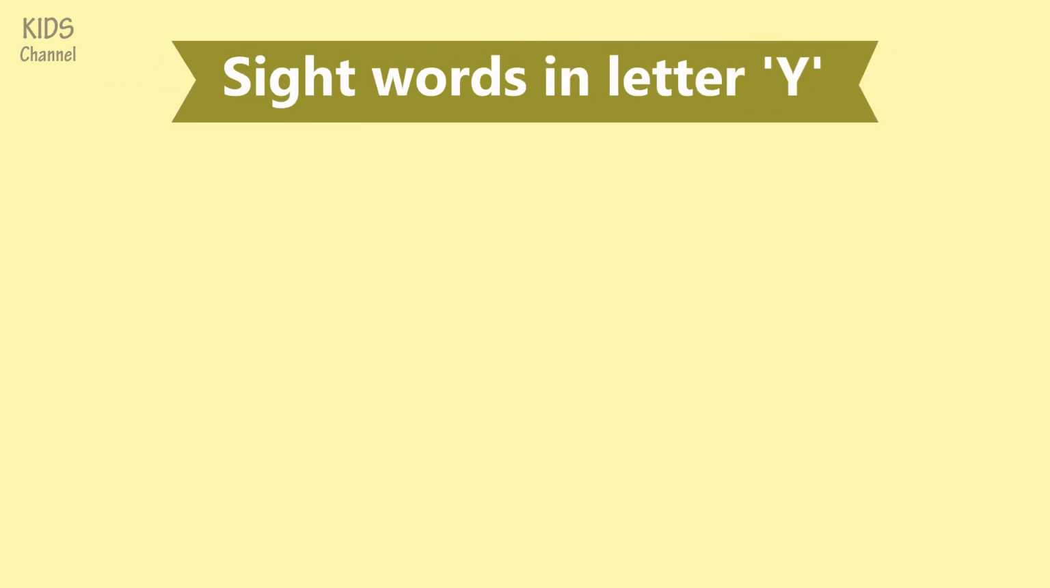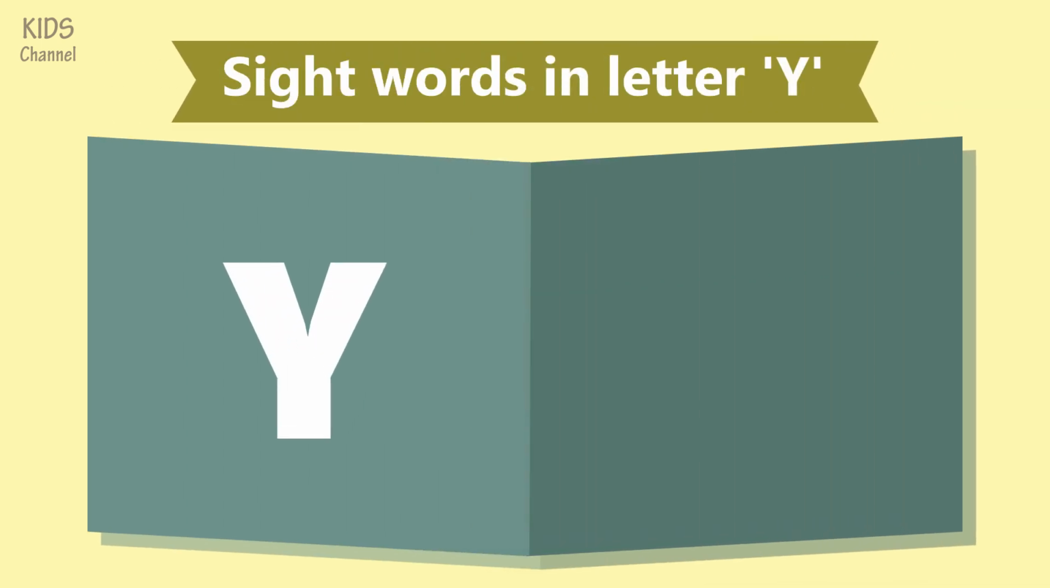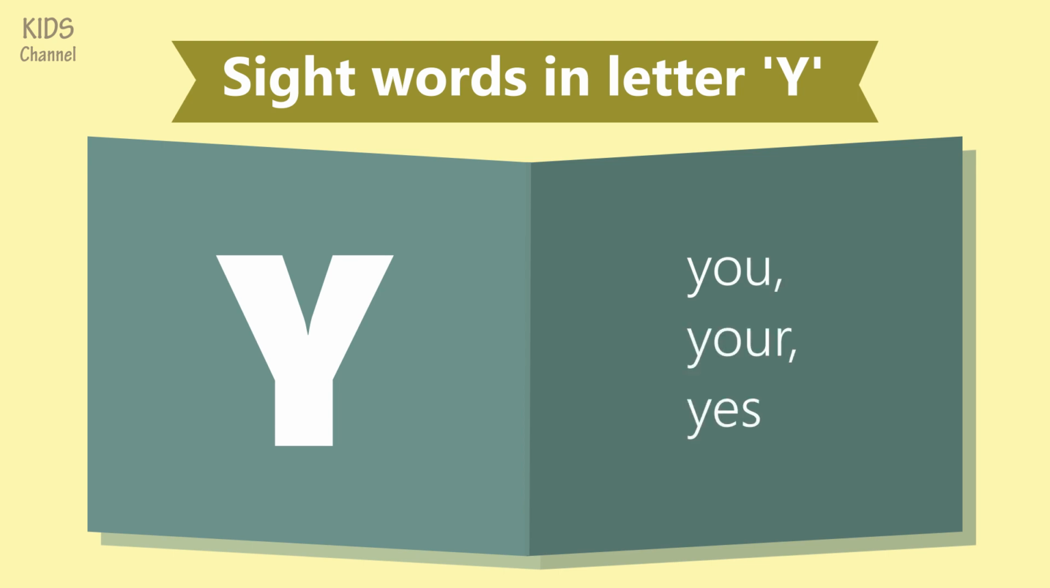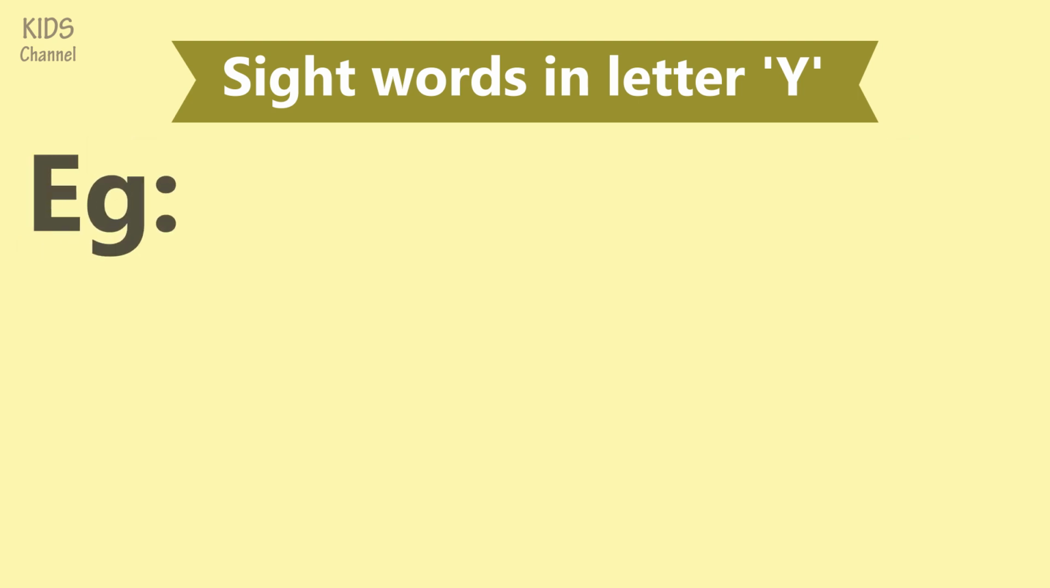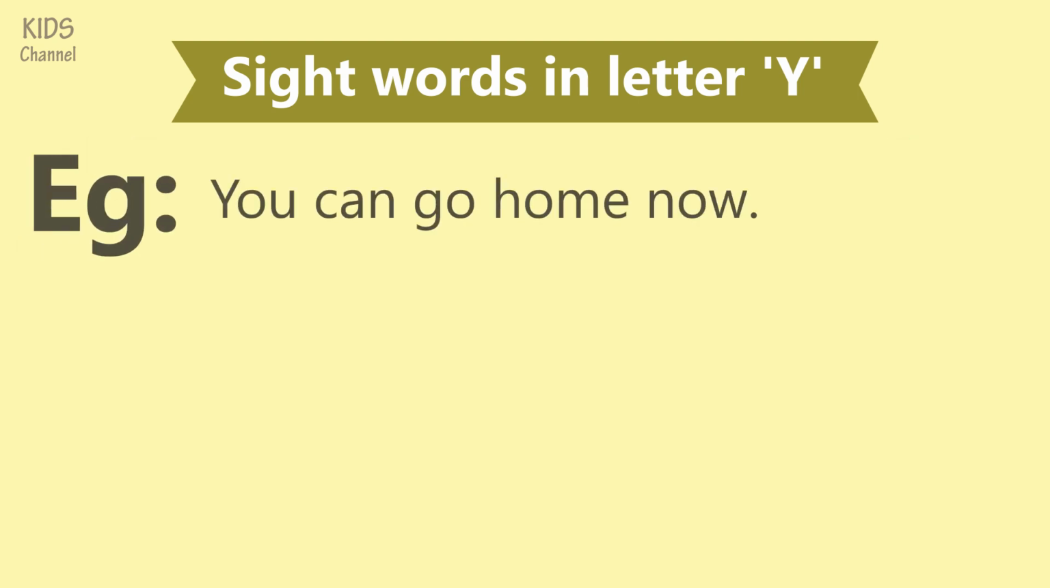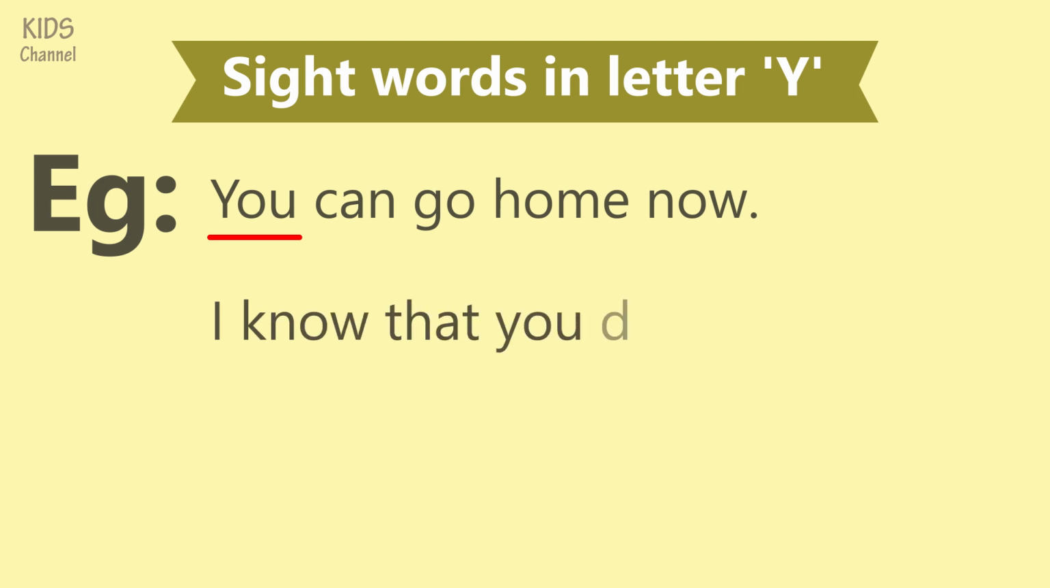Sight word in letter Y. You, your, yes. With few examples, we'll identify the sight word in letter Y. Example 1. You can go home now. Here, you is a sight word in letter Y. Example 2. I know that you did your best. Here, you and your are the sight words in letter Y.